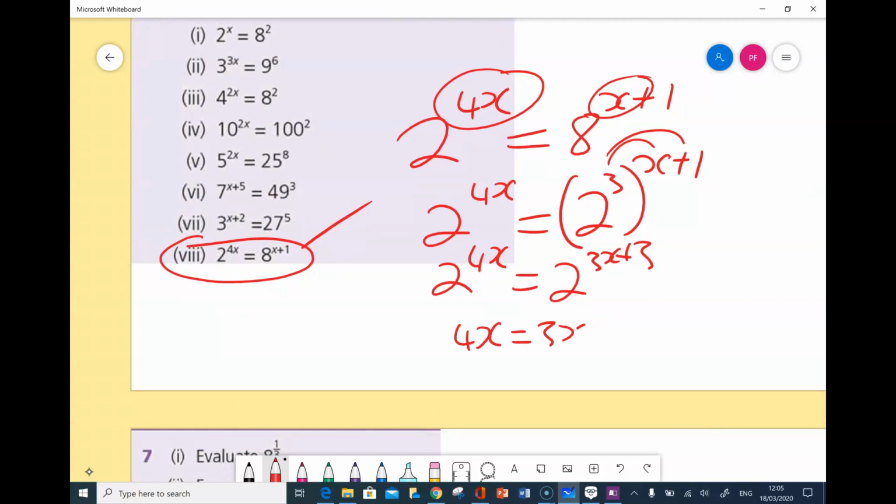4x is equal to 3x plus 3. 3x comes over to subtract. 4x take 3x is equal to 3. So x is equal to 3.